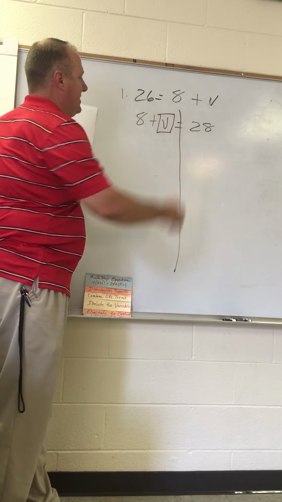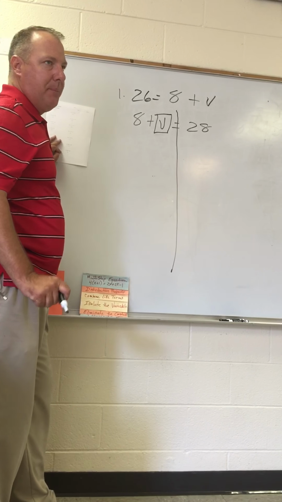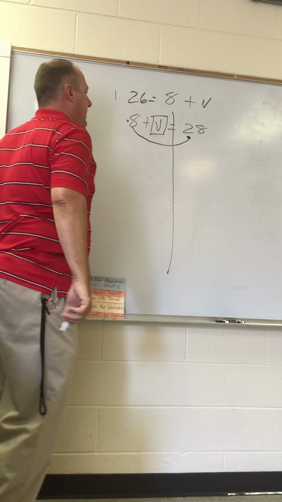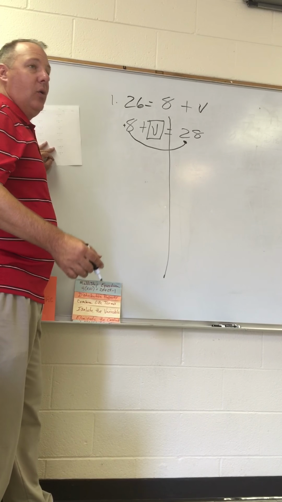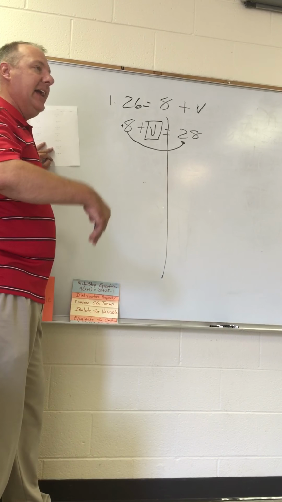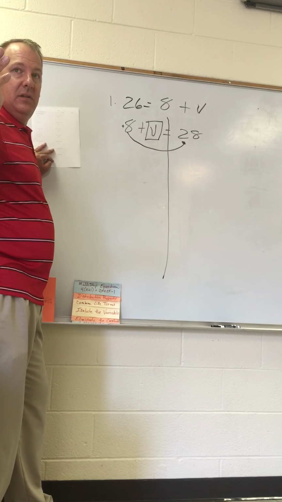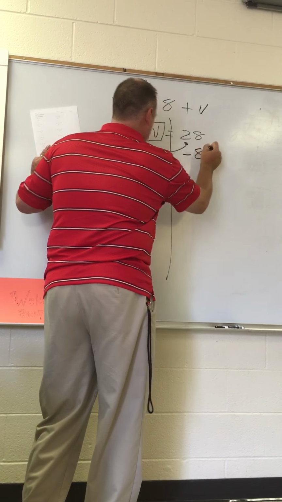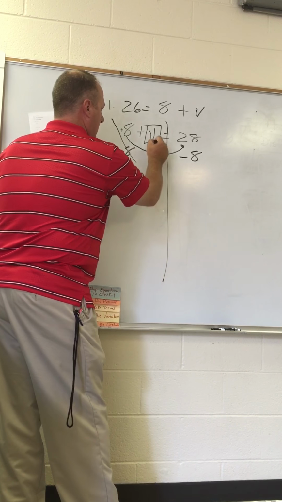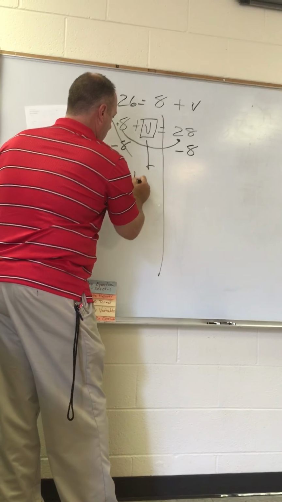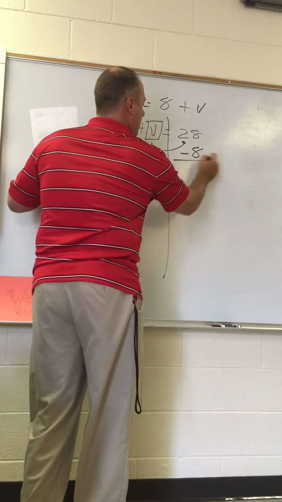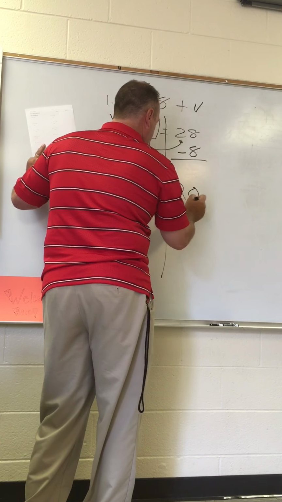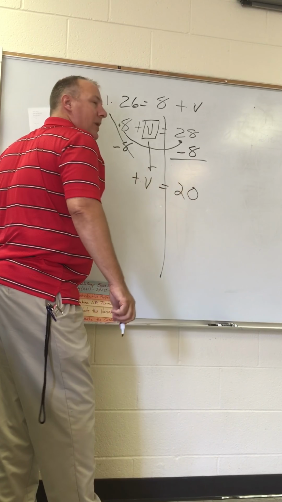And since they are on opposite sides, I'm going to use the inverse operation to move this positive 8 over here. Now, what is the opposite or inverse operation of adding 8? Yes? Subtract 8. So what I do to one side, I do to the other. This cancels out, which leaves me a positive variable equals 28 minus 8 is what? 20. My positive variable equals 20.